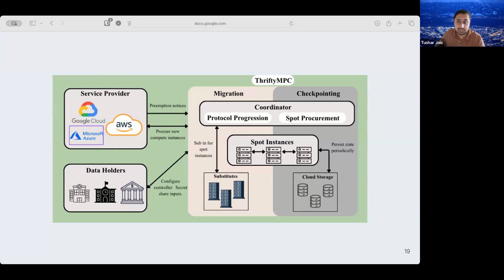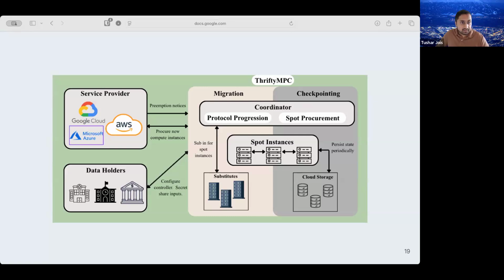Now, the two mechanisms are slightly different. Migration has this idea that we're going to reactively send off to other spot instances or substitutes. Checkpointing involves saving or caching state to cloud storage, persisting it over time. We do note that for both of these mechanisms, we have a coordinator, which is a long-lived node that helps the protocol move forward and retain state. It doesn't have any secret information. It's really just a bookkeeping thing. There are ways to remove this coordinator with some more MPC if you'd like, but we find that having a coordinator helps simplify the implementation.